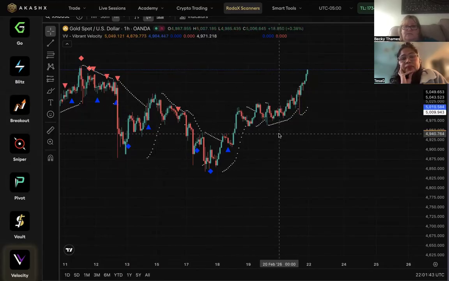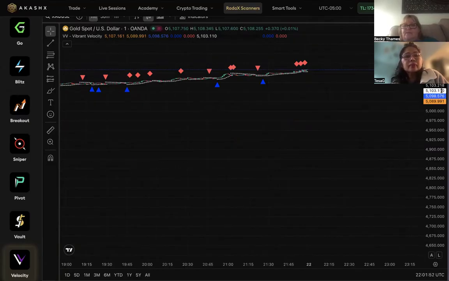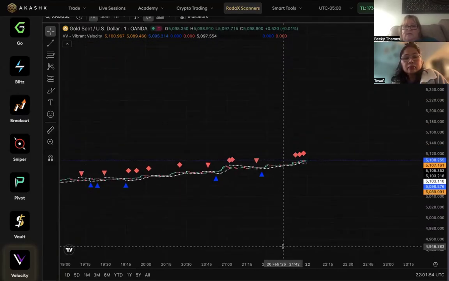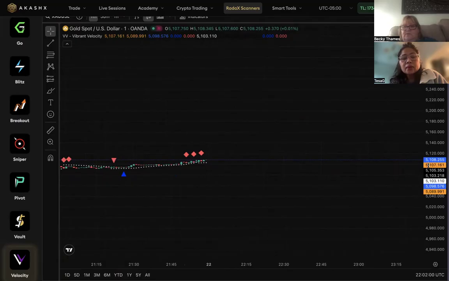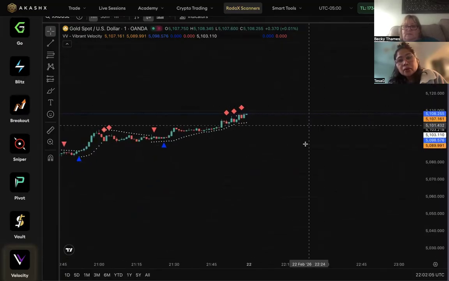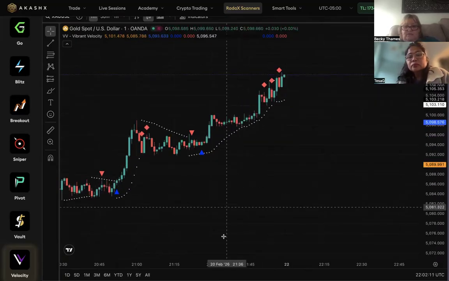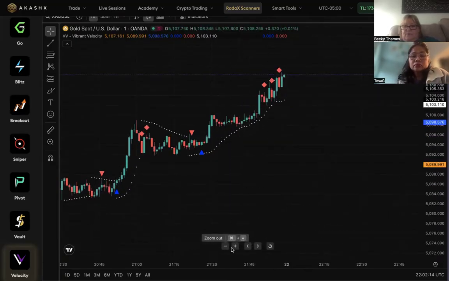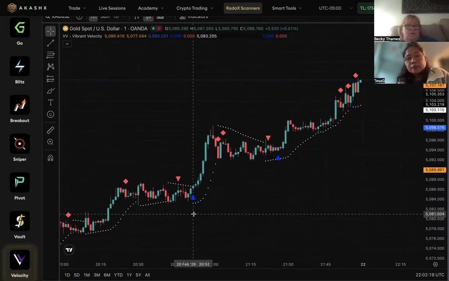Now, this particular indicator, we're looking at gold on the 1 hour, but we can go down to like the 15 minute and then just spread it out. We're in Akashics itself. So you can grab the price bar here and it spreads, and then just click inside and stretch it out. And then you can also use the little plus and minus bars on the bottom to zoom in and out.